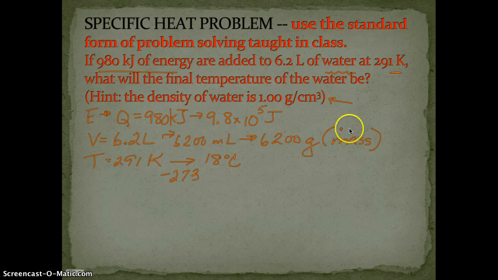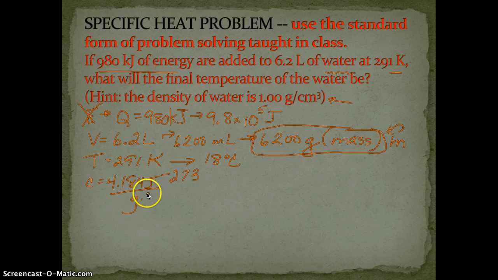Okay, now keep in mind here, we have mass right here. So this is really m. Okay, so now in looking at what we have here, what you're going to see is we have a Q, an m, a T. We do not have a C. Well, I just told you the C, and that's 4.184 joules per gram times degrees Celsius. Okay, so let's go ahead and solve this.